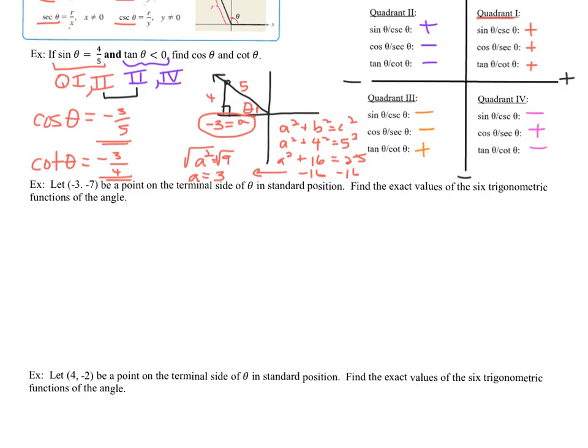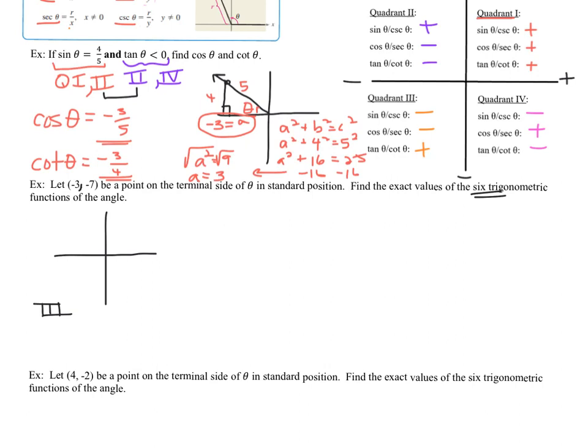Here's another interpretation of how to utilize that information up above. It says let -3, -7 be a point on the terminal side of theta in standard position. Find the exact values of the 6 trig functions of the angle. Well, we're not given a degree or a radian, we're given an ordered pair. If we graph that ordered pair on a coordinate system, -3, -7 would put us somewhere down in quadrant 3, just somewhere down here.